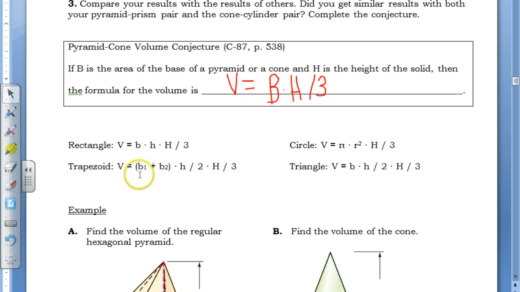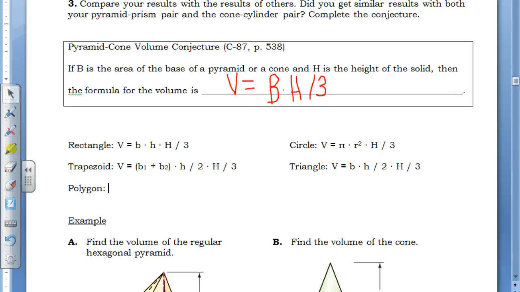So I'm going to add one additional formula that wasn't on the previous page, and that's the polygon. You actually won't need to use this formula on the exercises today, but on the word problem section that comes in the next section 10.4, it'll talk about polygonal prisms and pyramids.